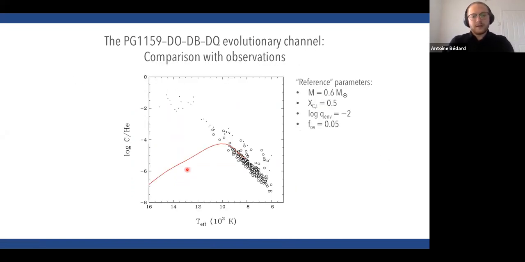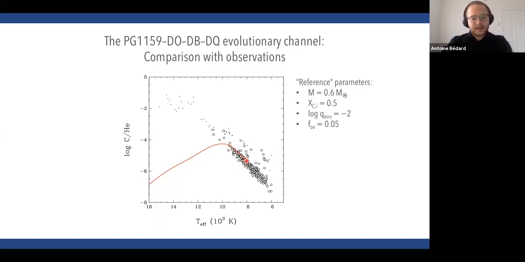Okay, now what we can do is compare the predicted carbon abundance as a function of effective temperature to the observed abundance pattern of DQ stars. This is shown here in this plot. This is the same plot I showed earlier, but with the red line showing the prediction from our simulation. You can see that our simulation does a pretty good job of reproducing the observations, especially the first half of the sequence.